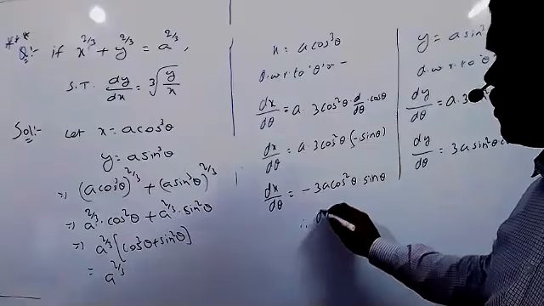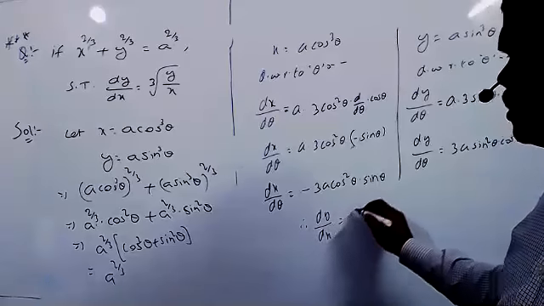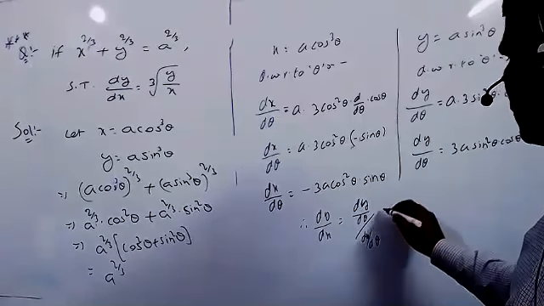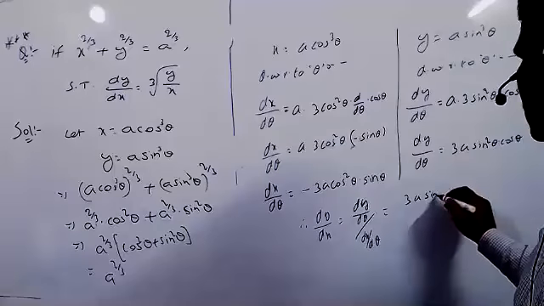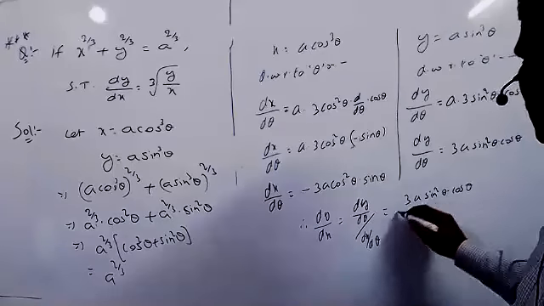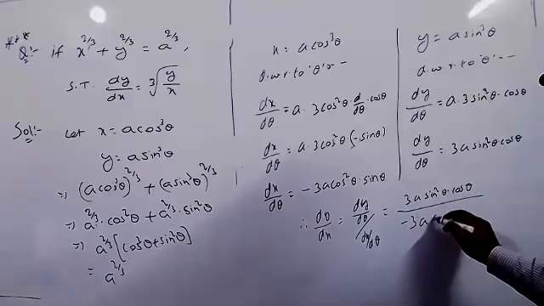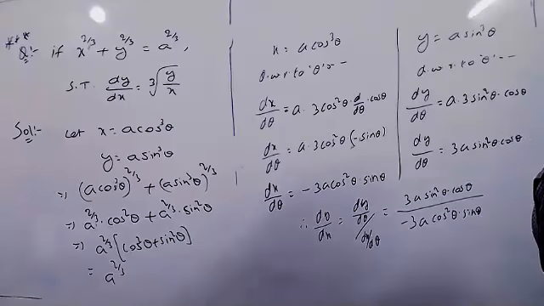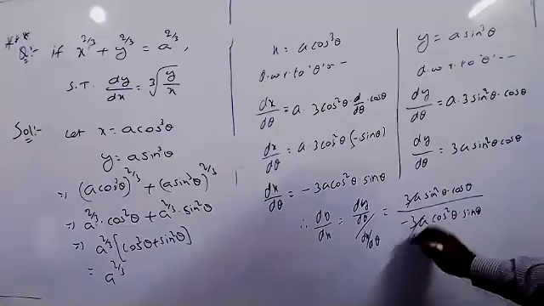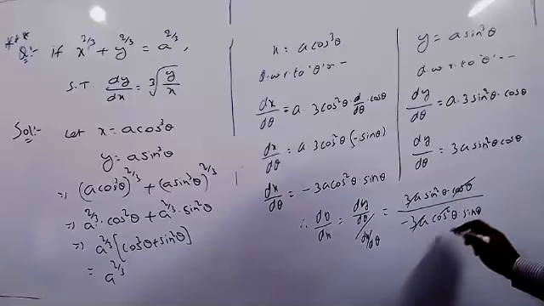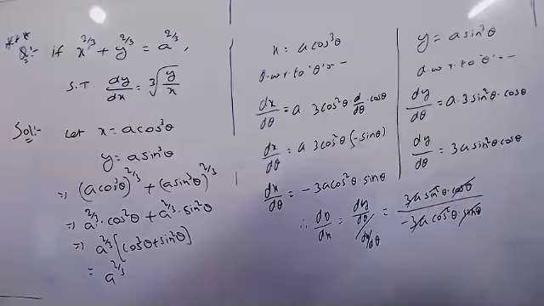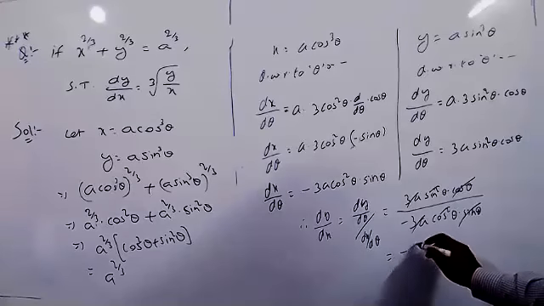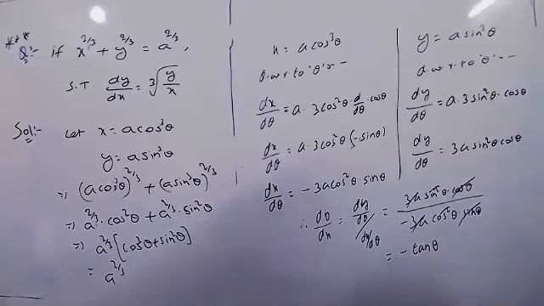Therefore dy by dx equal to dy by d theta whole by dx by d theta, which is equal to 3a into sin square theta into cos theta whole by minus 3a into cos square theta into sin theta. These will be cancelled, and cos theta and square also cancel, and sin theta and square also cancel. So what about this value? Sin by cos, you can write clearly, minus tan theta.